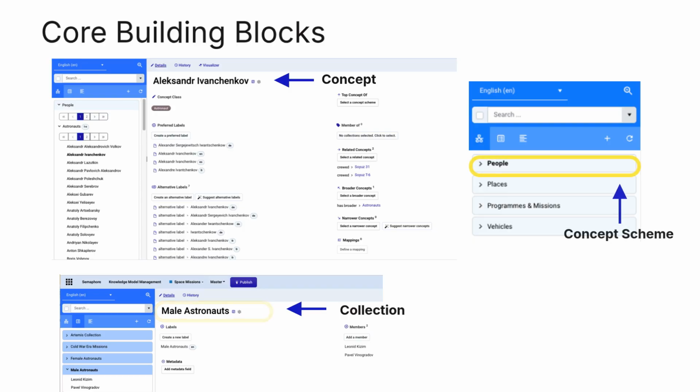Lastly, a concept scheme groups a set of concepts, astronauts, into a common vocabulary. In this example, we have a concept scheme called people. In Semaphore, every concept must belong to at least one concept scheme.